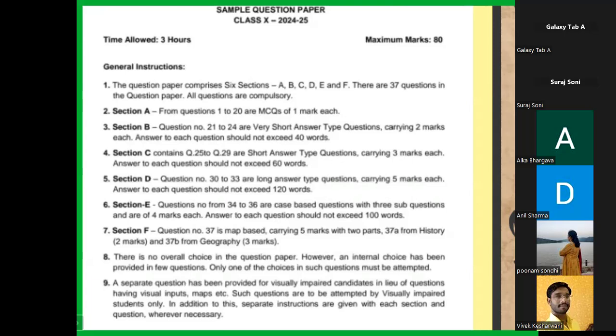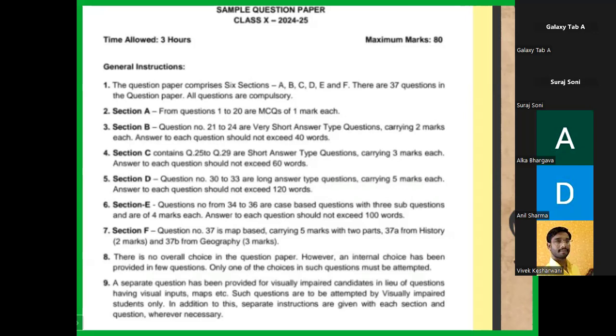And an important thing to understand here is that normally the 2-mark question is more analytical in nature. What kind of things can be taken up for this case study based or source based, we will check in the development of questions. As far as section F is concerned, that is question number 37, which comprises map work, and this carries 5 marks, again with an internal division of 2 for history and 3 marks for geography.